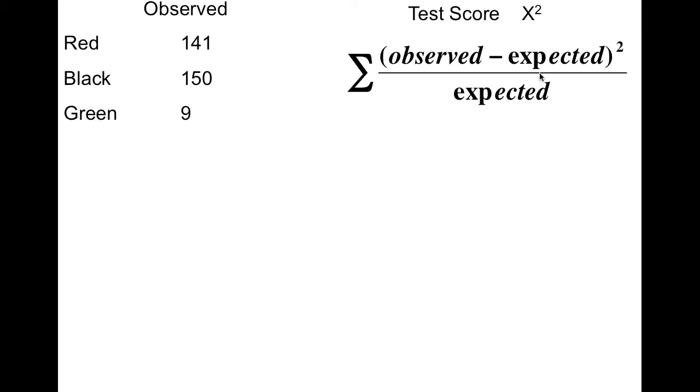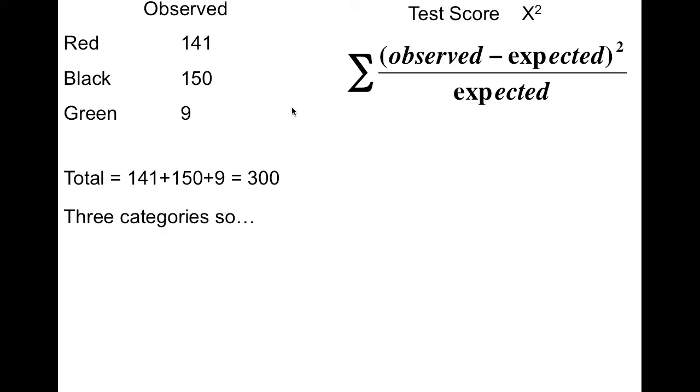We're given the observed: 141, 150, and 9 are our observed values. That's what actually happened. What we would expect to happen, that's what we have to calculate. Now, we're saying that each color is going to show up evenly. They each have an equal chance, and that's why it's important to know what we think our distribution is. So to get our expected values, first we have to find the total of observations we're looking at. Adding them up gives us 300. If this was evenly distributed, we would just split up that 300 into the 3 sections. So there's 3 categories, and 300 divided by 3 is 100.